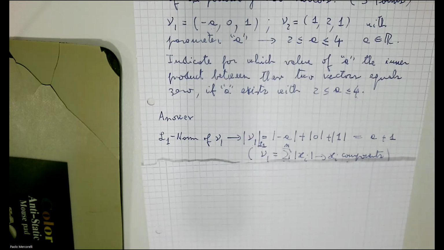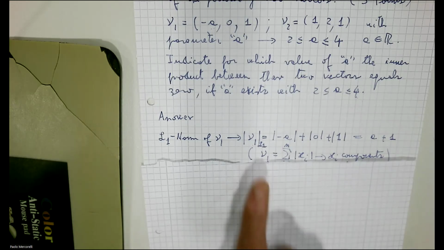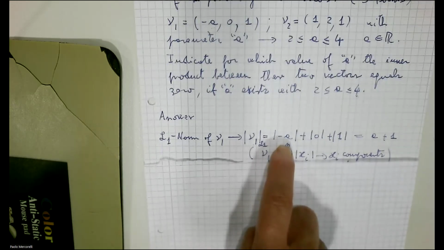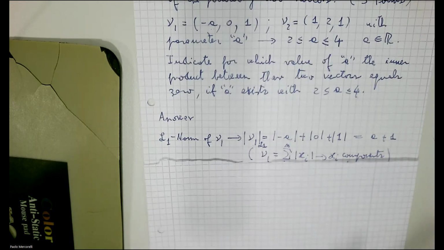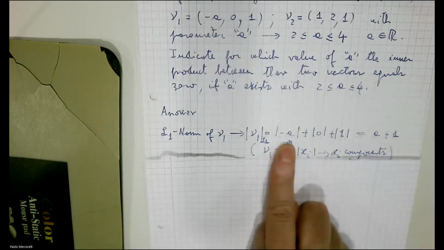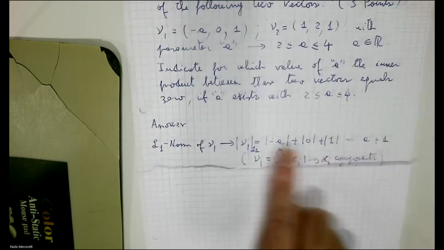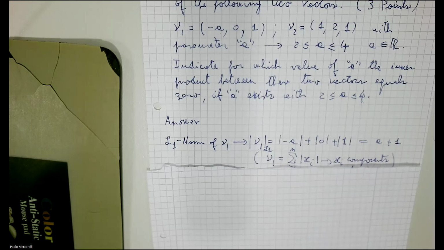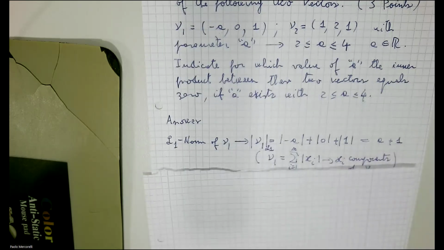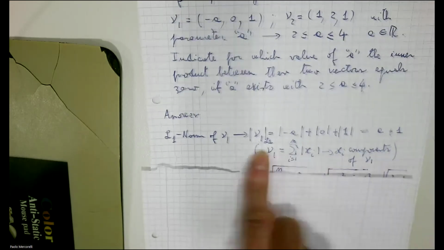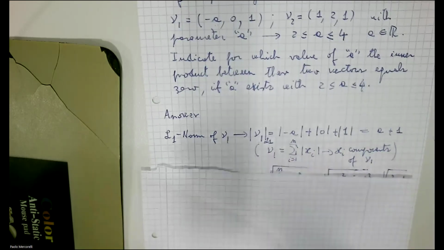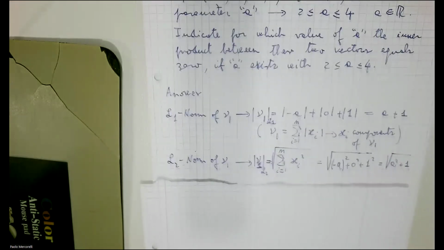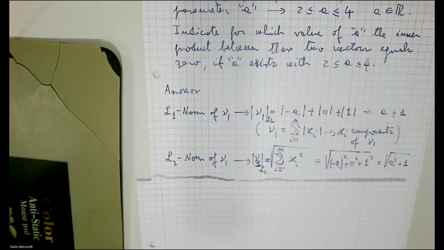Norm 1. If you look at the definition, which you can find in my study also or in the memorandum, what is the norm 1? It is the sum of each component in absolute value. In this example, we have A plus 1, because this is the sum of each component in absolute value. Here I put again the definition, just to recall. Norm L2 is the Euclidean norm, Pythagoras theorem.